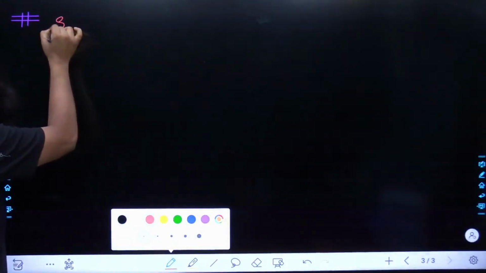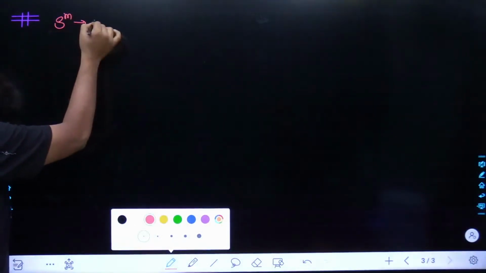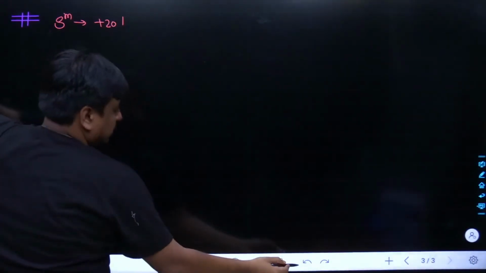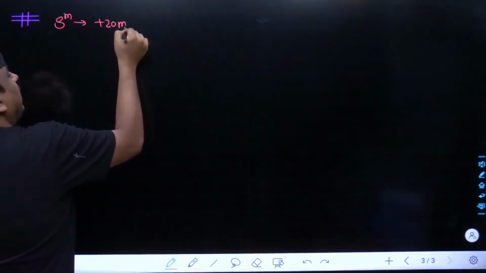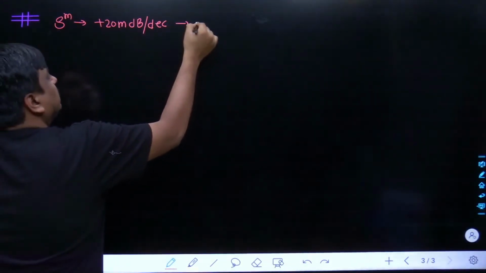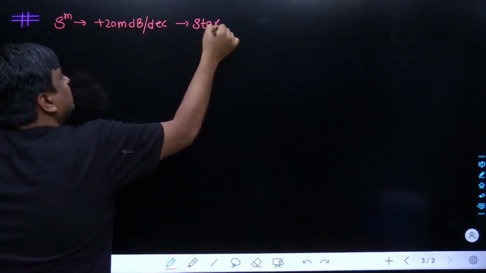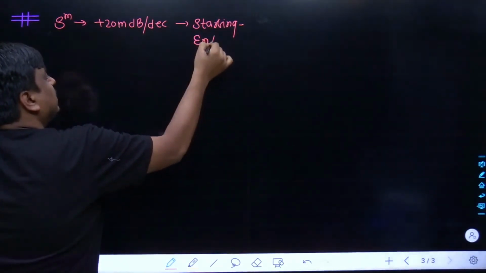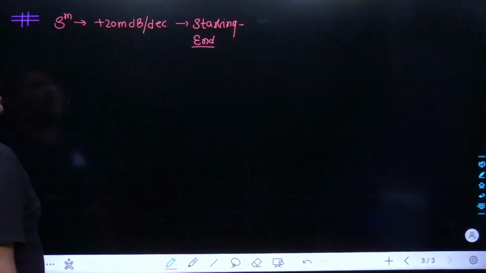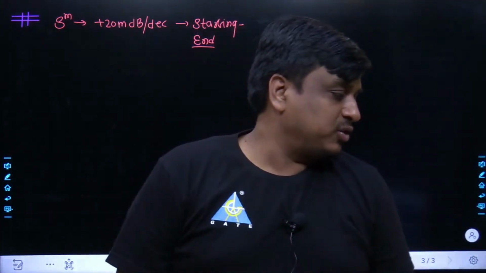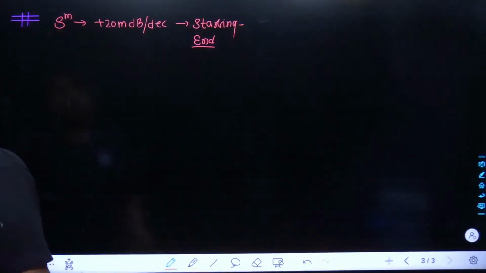See, if you have a factor s to the power of m, because of that you are going to get plus 20 into m dB per decade. From where would it start? It would start from the starting value of operating frequency and last till the highest operating frequency. I would say the impact of s to the power of m would last for all operating frequencies of omega, that we have already seen.